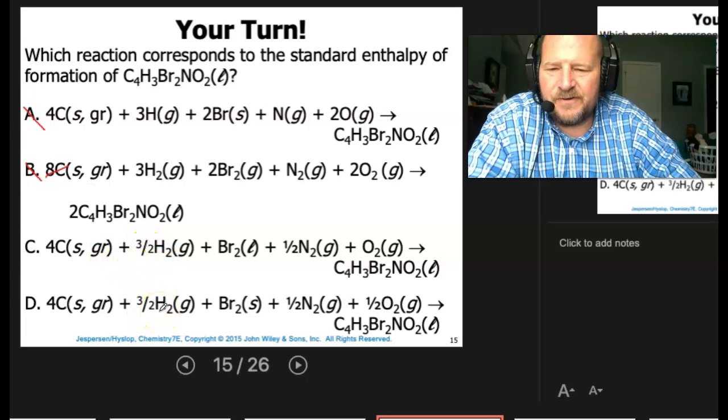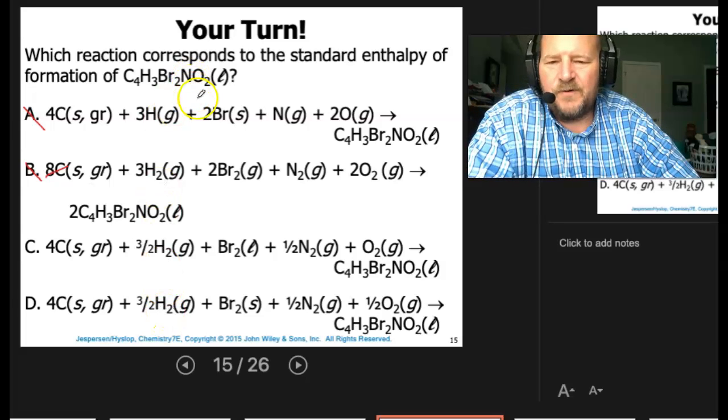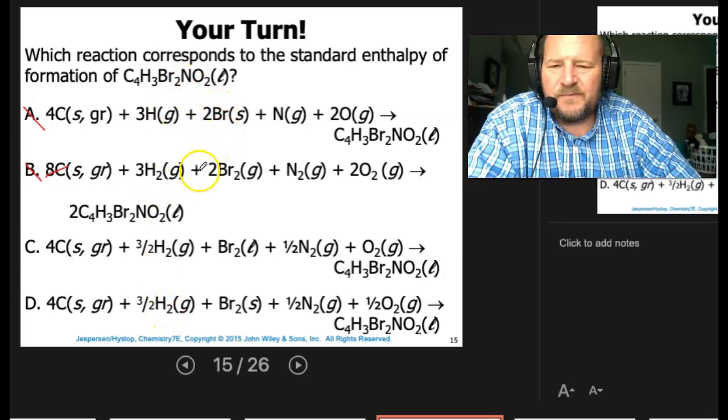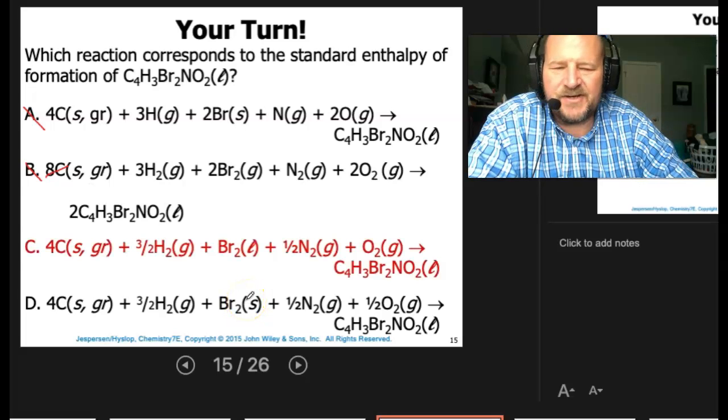So far, so good. Then we have bromine. So if I go look bromine up, it's Br2. Is it a liquid or a solid? That's going to be a difference right there. And again, if you're looking at the charts, then you know it should be a liquid, which means my answer has to be C.